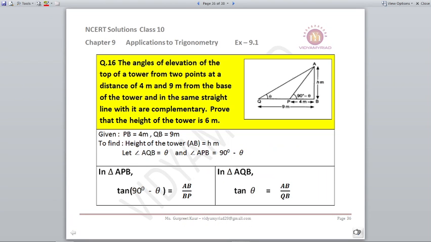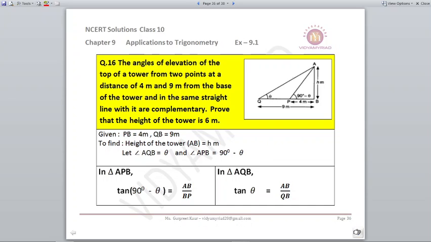Question 16. The angle of elevation of the top of the tower from 2 points at a distance of 4 meters and 9 meters from the base of the tower and in the same straight line with it are complementary. Prove that the height of the tower is 6 meters. Now here we are given AB is 4 meters and total QB is 9 meters. So we can find out QP in that case if we require.